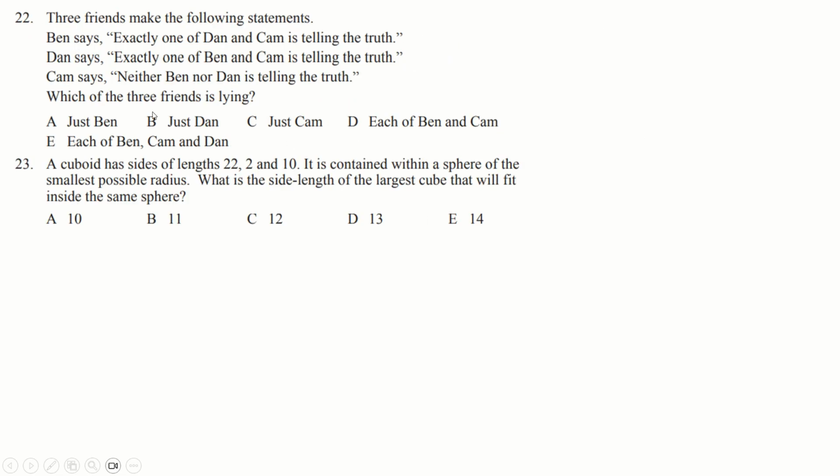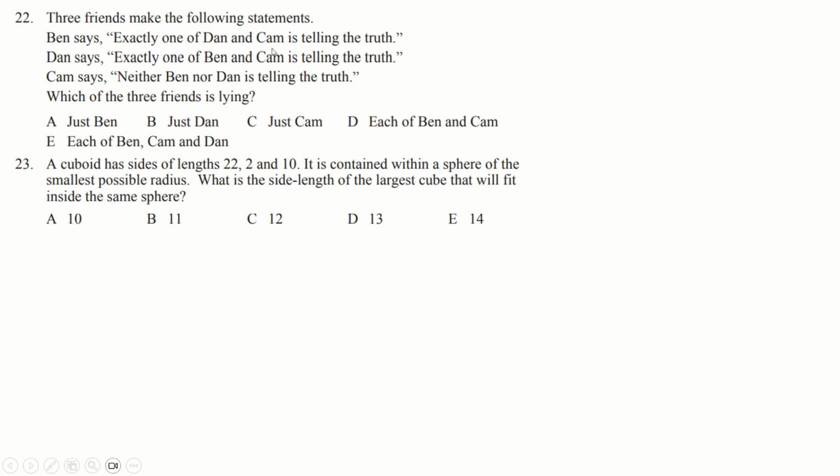Question 22 then is just the one where we test these things. So if Ben is telling the truth, then exactly one of Cam or Dan is telling the truth. Dan says exactly one of the others is telling the truth. So let's just pretend Dan is telling the truth. And we can make that consistent by saying that Ben is talking about Dan and Dan is talking about Ben.